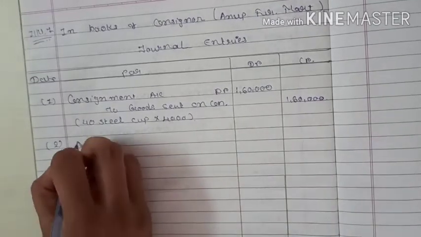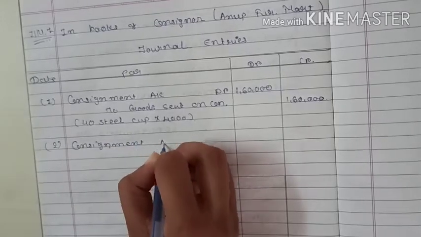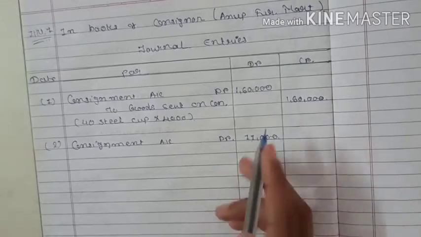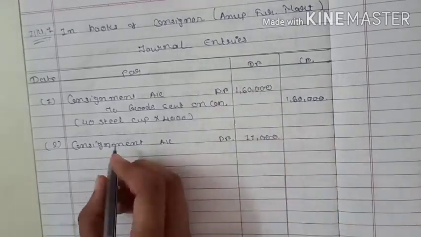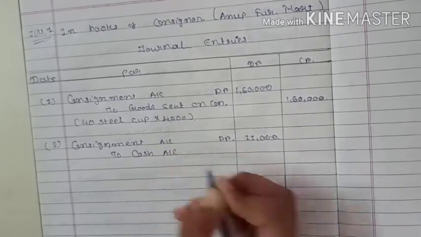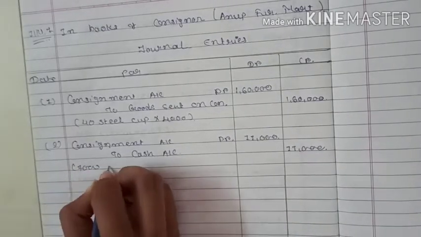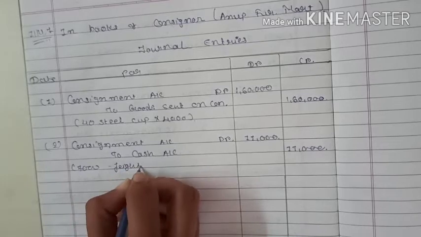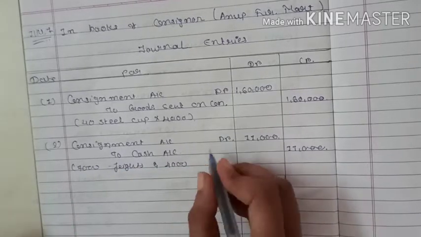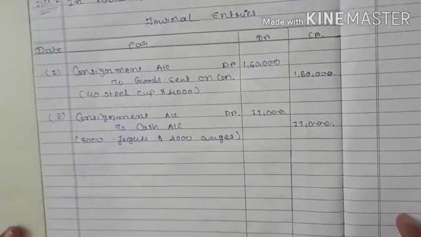So write down consignment account debit 11,000. The consignor is paying the expenses in cash. So credit will be to cash account 11,000. 7,000 for freight and 4,000 for wages. Right?